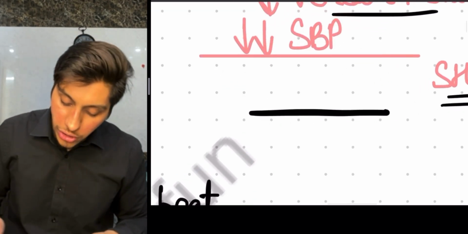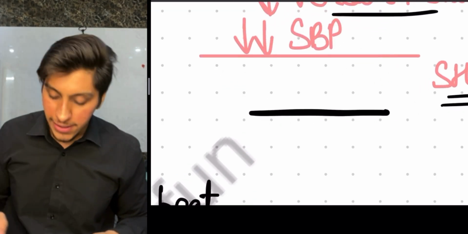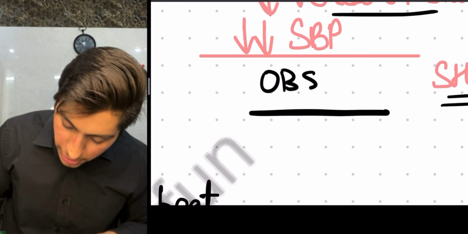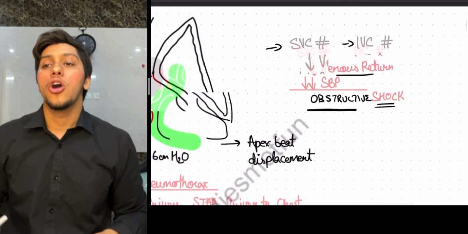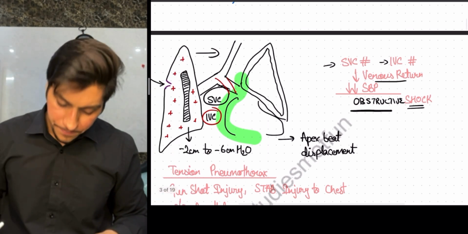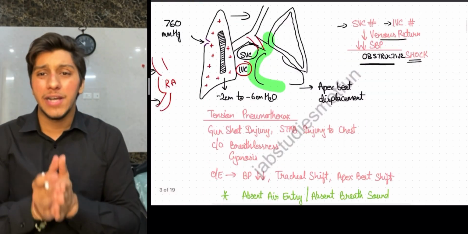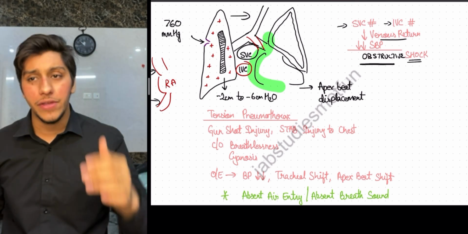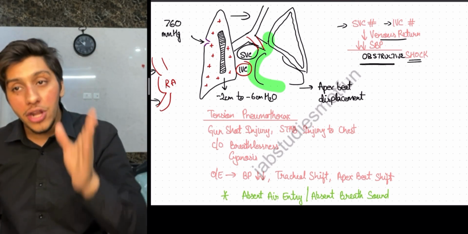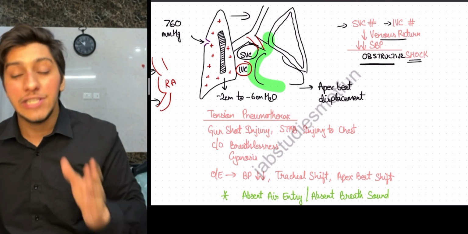And what type of shock do you see in tension pneumothorax? It is going to be obstructive shock. What type of shock, guys? Obstructive shock. All right. So as we are talking about the mass effect, deviation is there: tracheal deviation, blockage of the superior vena cava and the inferior vena cava. Along with that, your apex beat is also displaced. All right.